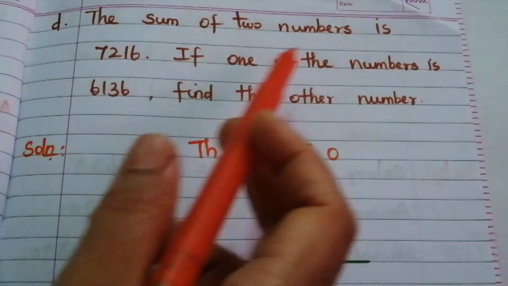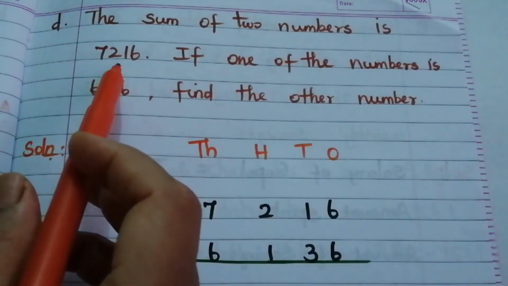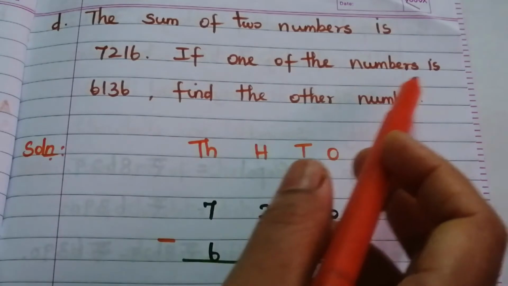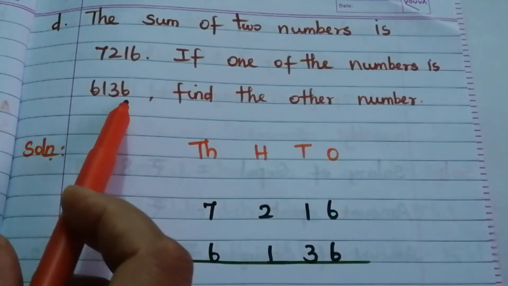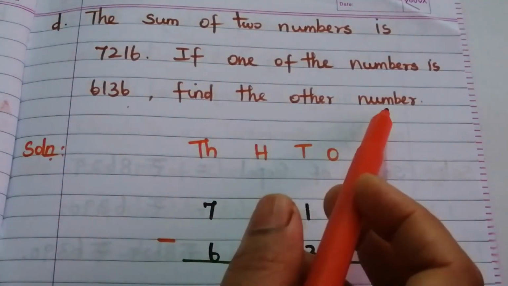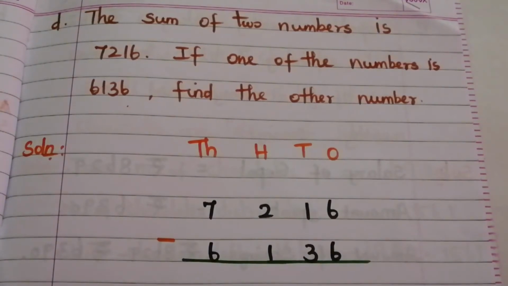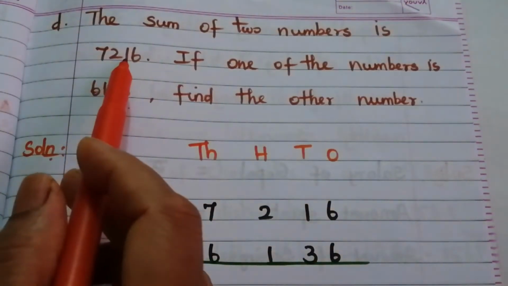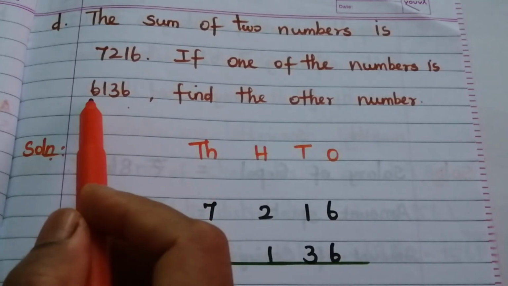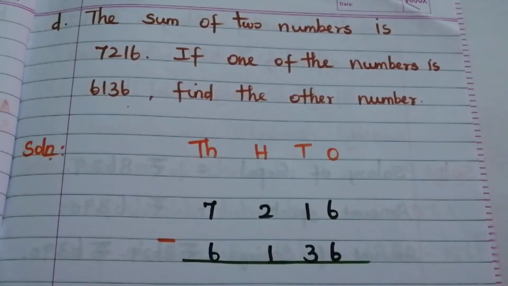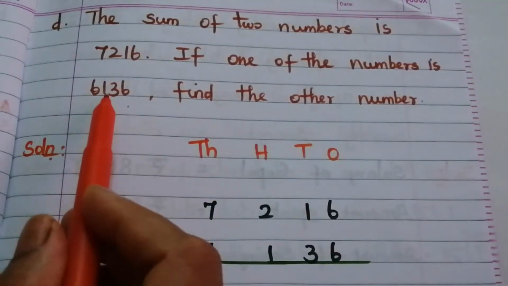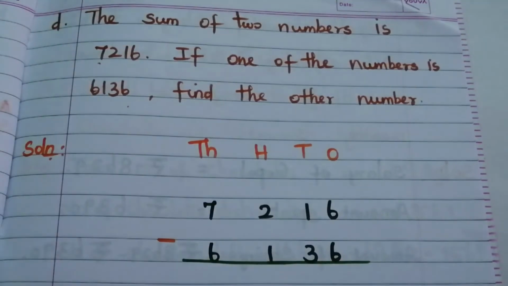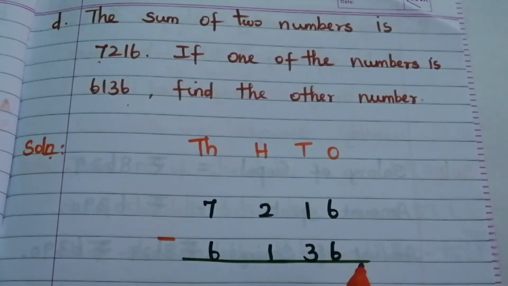D. The sum of two numbers is 7216. If one of the numbers is 6136, find the other number. So they have given the sum of two numbers, 7216, and one number is 6136. To find the other number, we subtract this from this. Okay. So start from ones place.